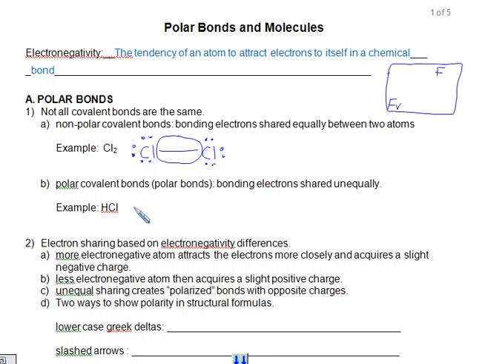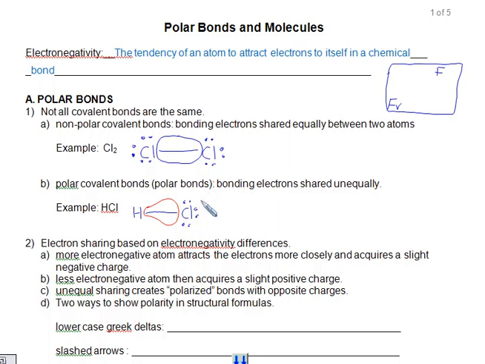Now if it's a polar bond, the bonding electrons are shared unequally. So let's take a look at HCl. And again, I'm going to extend a single bond that is bonding the two atoms to more easily illustrate what is going on. In this case, chlorine is the more electronegative atom. So what happens is the electron cloud between these two atoms is attracted more strongly towards the chlorine than it is towards the hydrogen. So we end up with a distorted electron cloud, where electron density is being removed from the hydrogen and the chlorine is getting additional electron density.